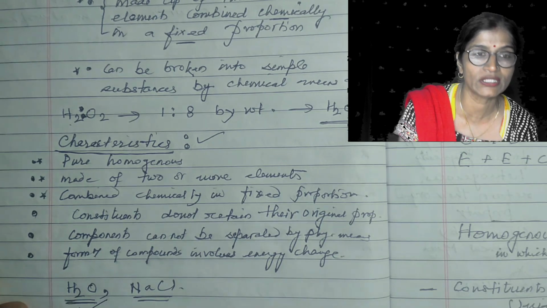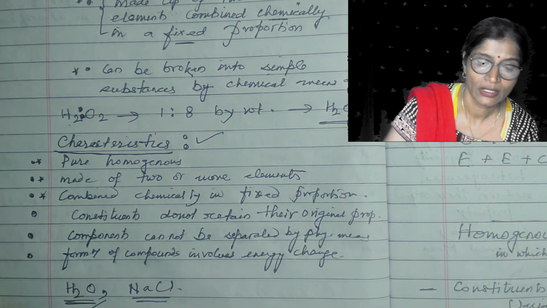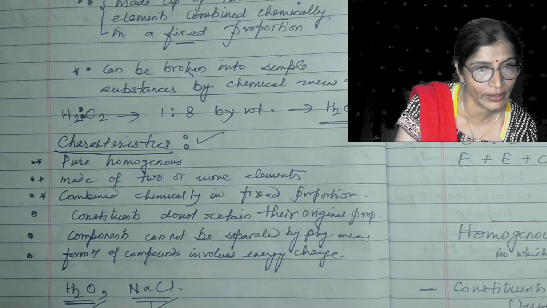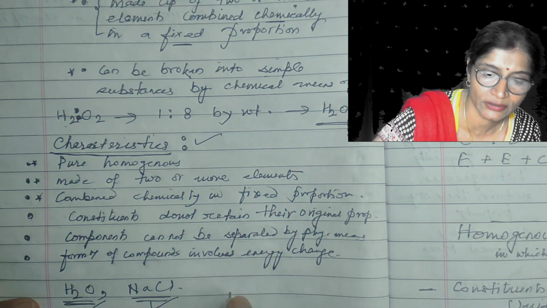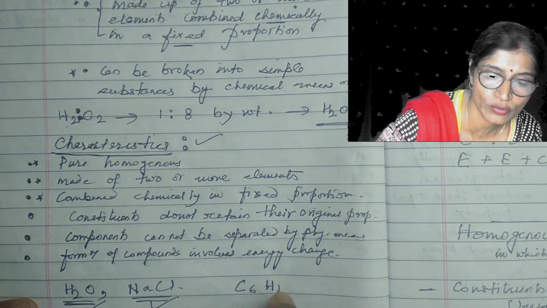It is made up of two or more elements combined chemically in a fixed proportion. For example, water consists of hydrogen and oxygen. Sodium chloride consists of sodium and chlorine. And if any other, suppose glucose, C6H12O6.